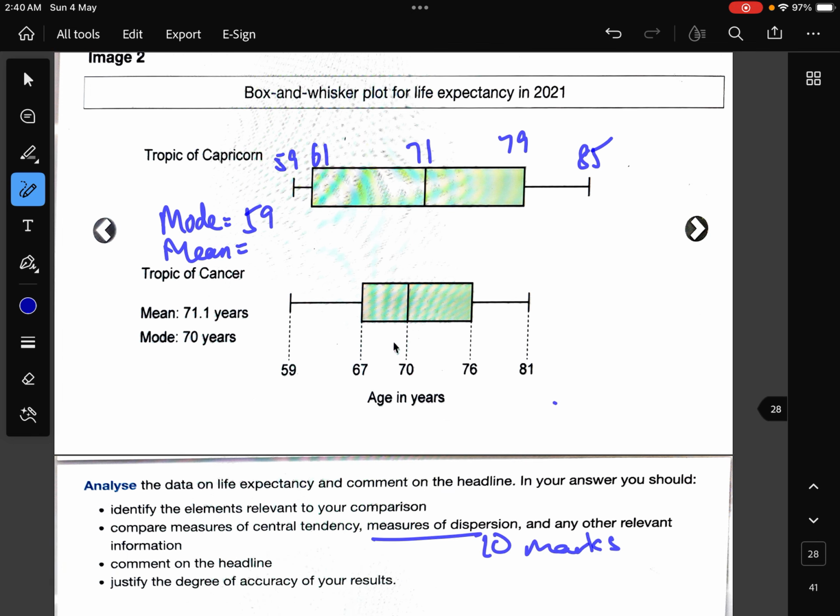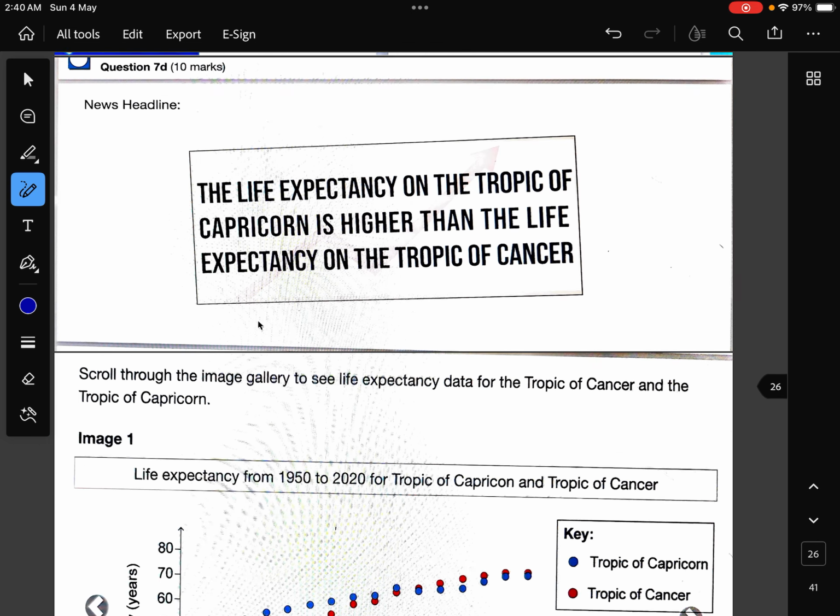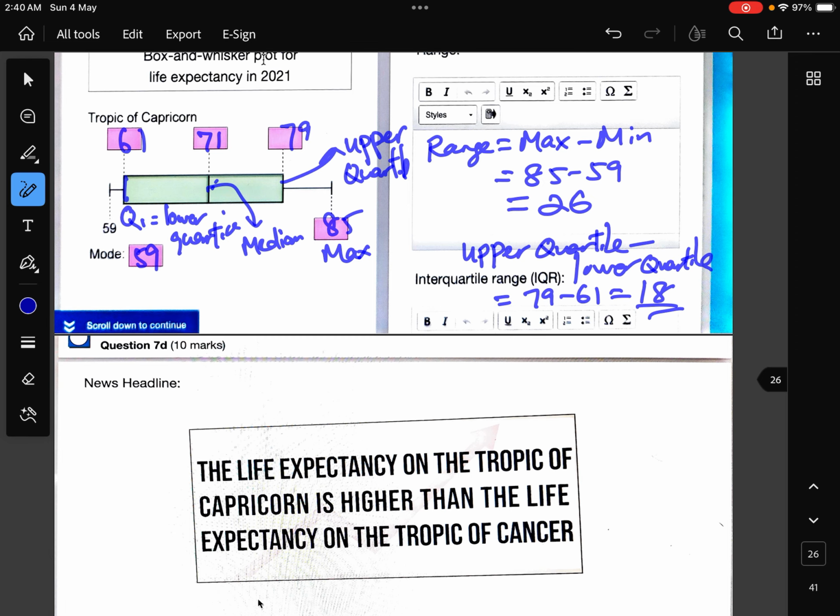So I'm going to find out what is the range for Cancer. That would be 81 minus 59. That gives me 22. And the interquartile range is just going to be 76 minus 67. So that gives me 9. And earlier we have found out what is the range and the interquartile range. It's obvious that Capricorn has a higher range and an interquartile range.